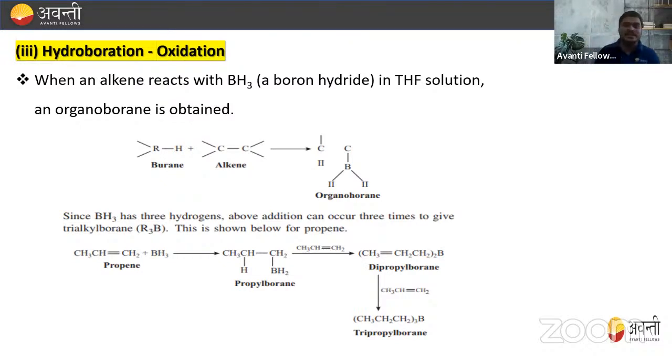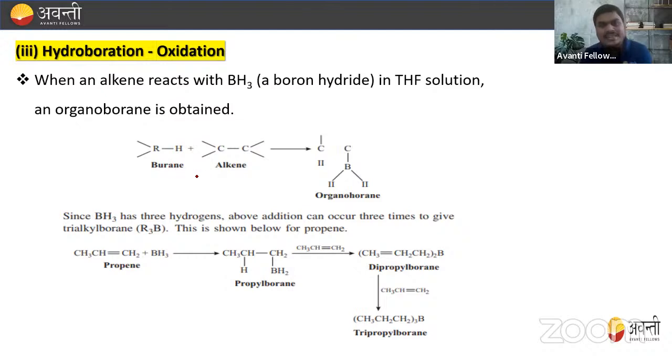So let's see how this reaction takes place. When the alkene reacts with BH3, that is borane, in THF solution, an organoborane is obtained. How is this obtained? Let's see. We have a structure like an alkene, so this is a structure like propene.